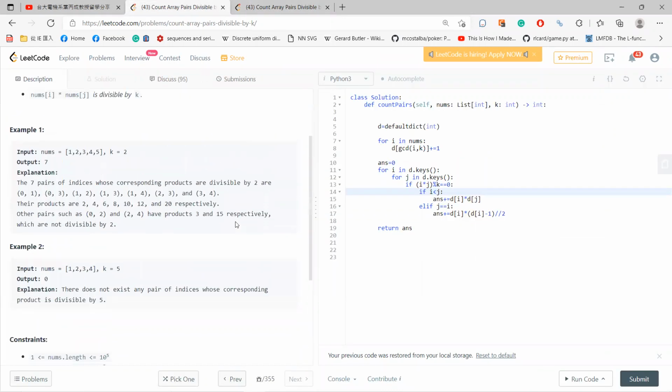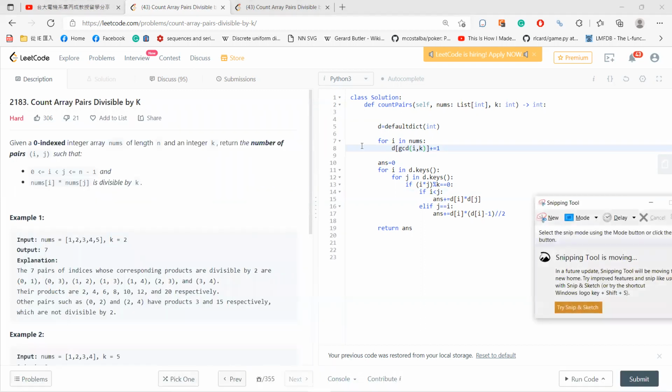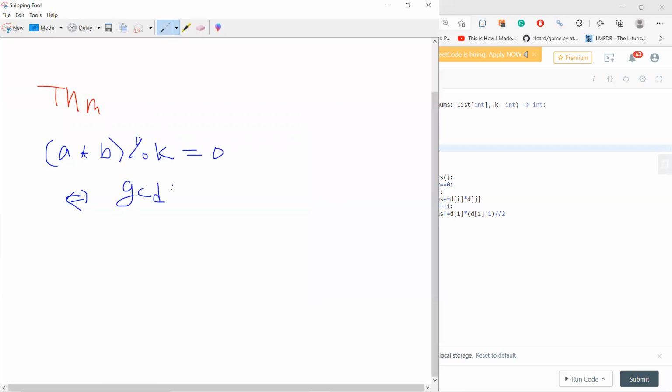Another way, which may not be obvious, is that you only need to count the greatest common divisor. Let me write down this fact mathematically. The theorem is very simple: A times B modulo K is 0 if and only if GCD(A, K) times GCD(B, K) modulo K is 0. So all you need to know is that you can use this.